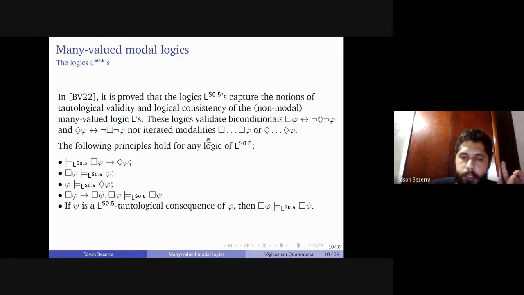So these logics also have the characteristic that they do not validate iterated modalities. So we cannot have formulas with box, box, box, box phi, or diamond, diamond, diamond phi, or their combination. Okay, because the truth of boxed formulas is defined only in normal worlds.